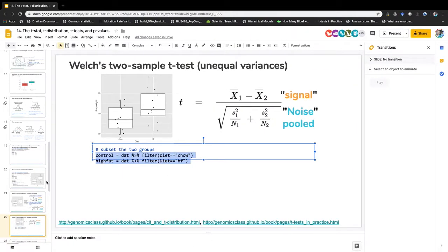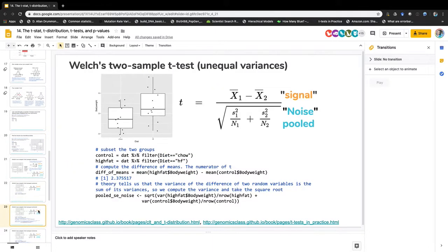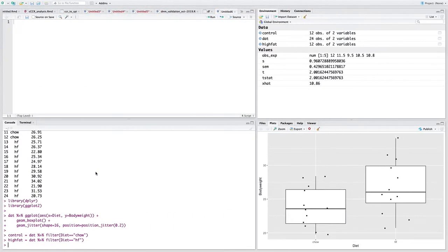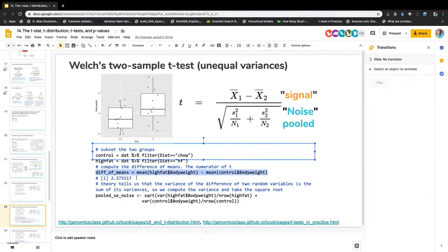Okay, then, I'm going to compute the difference in the means. So that's pretty straightforward. We take the mean of the body weight variable for the high fat data frame, we take the mean of the body weight variable for the control diet, and we compute this, basically the numerator of that t statistic.